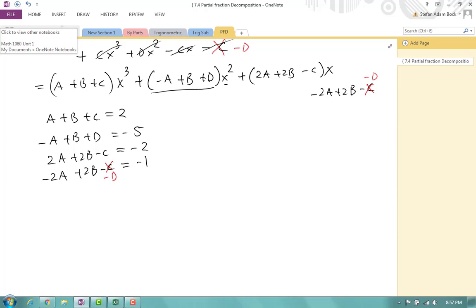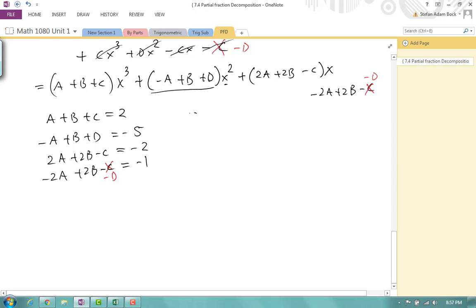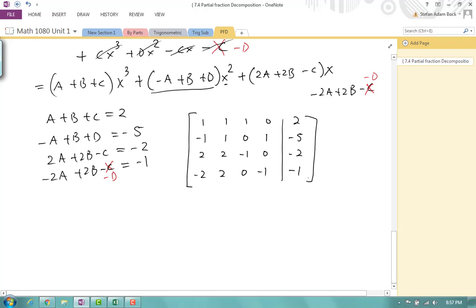Now there's lots of ways we could try to do these. One way, which I'm not going to go through extensively, is we could do it with matrices: 1, 1, 1, 0, 2, minus 1, 1, 0, 1, minus 5, 2, 2, minus 1, 0, minus 2, minus 2, 2, 0, minus 1, minus 1. I could row reduce this matrix, whatever that means, and that would give me a solution for A, B, C, and D, which is a one step if you have a calculator handy. Well, let's suppose that we don't. Then I would have to go through and try to solve all of this.